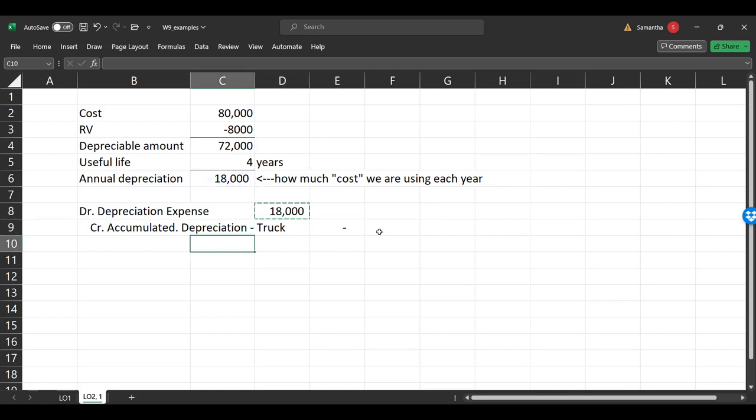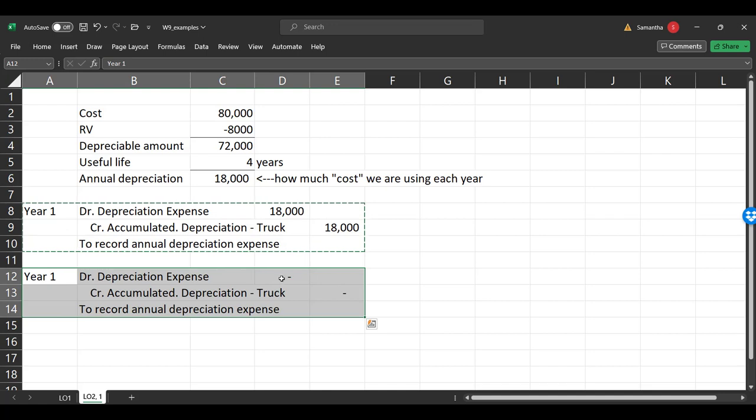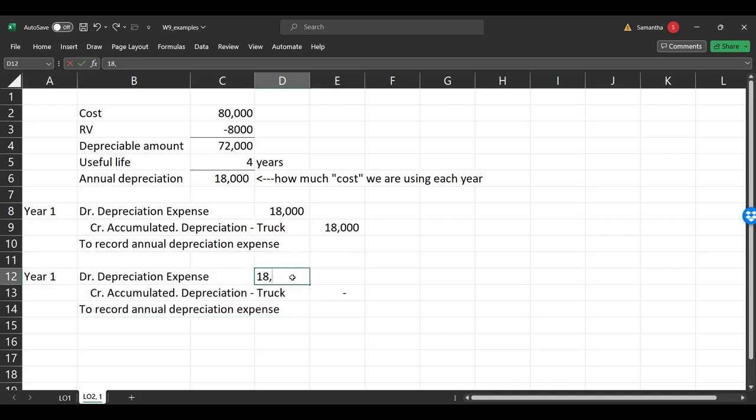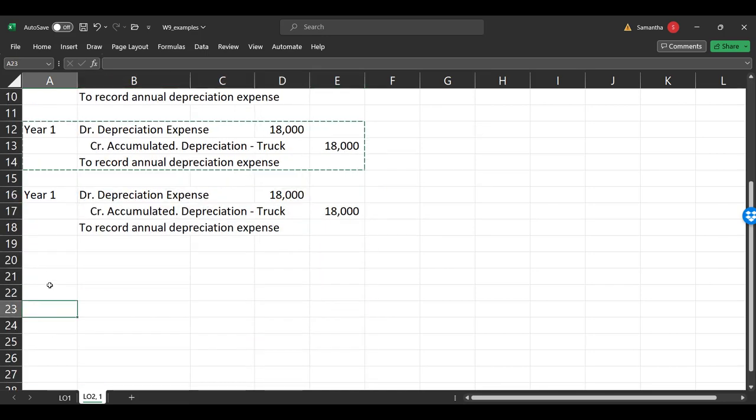We've got account, we've got amount, and this is to record annual depreciation expense. Cool. All right. And so literally, we would do this. This would be year one. We copy-paste, people. We didn't do anything to this truck. We copy-paste, we copy-paste, we copy-paste.